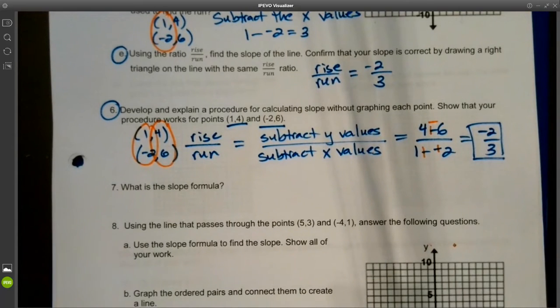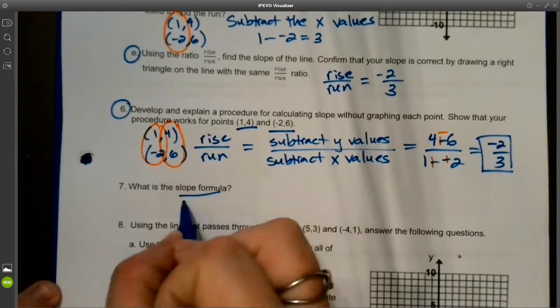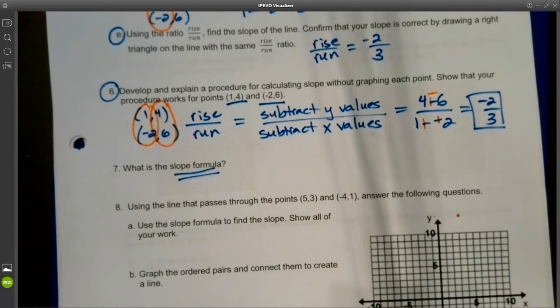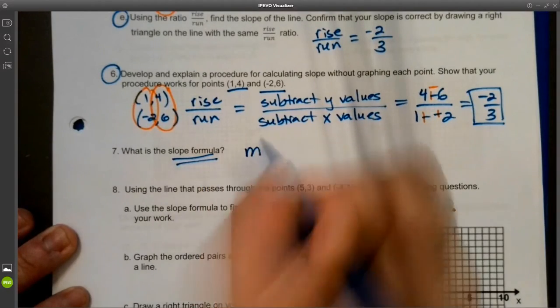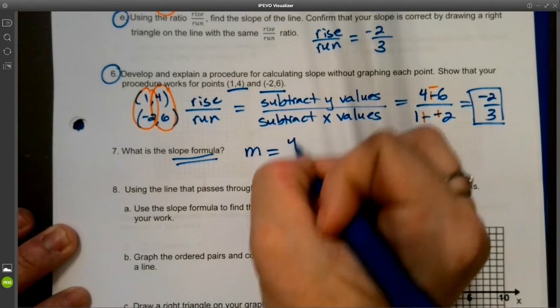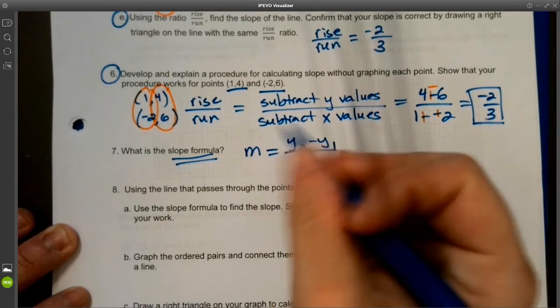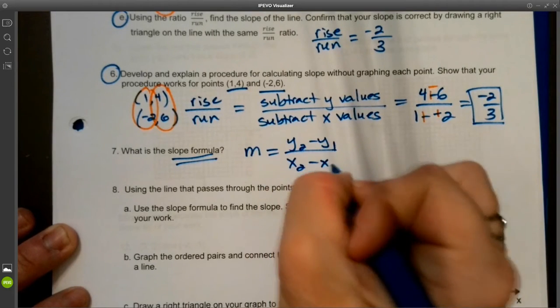We already knew what the answer was. The question was, what's the procedure? How can we find it without graphing? And here it is. What is the drum roll, please? What's the slope formula? It is m, which remember represents slope, is equal to y2 minus y1 over x2 minus x1.